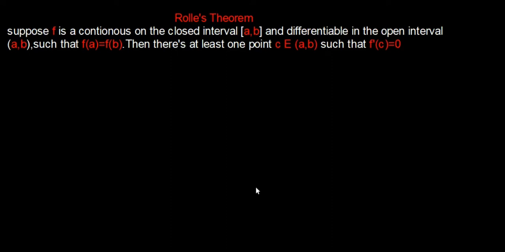Then there is at least one point c in the open interval (a, b) such that the derivative of the function at that point is equal to 0. So this is what Rolle's theorem says. First of all, the function has to be continuous in the closed interval [a, b].